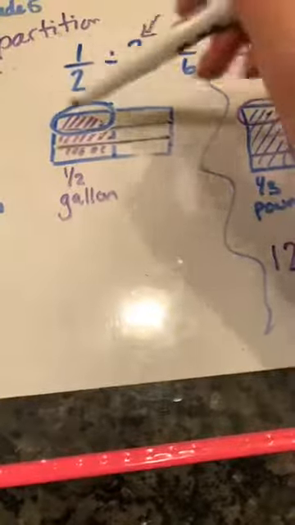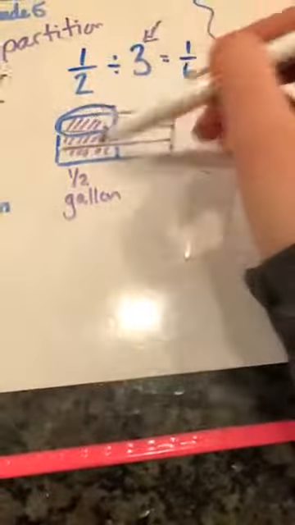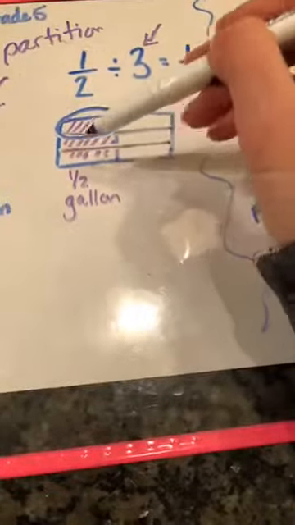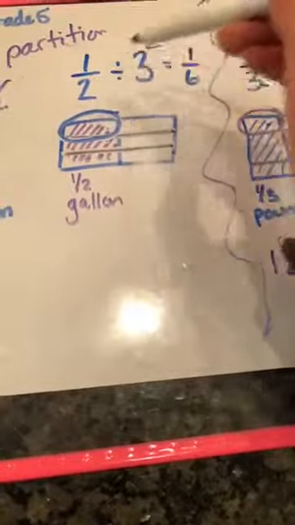Okay, so if it's less than a whole, we need to make sure that we're shading that in, because that's what part of the whole we're referring to. Only half of the gallon of ice cream are we sharing with 3 friends, not the whole gallon.